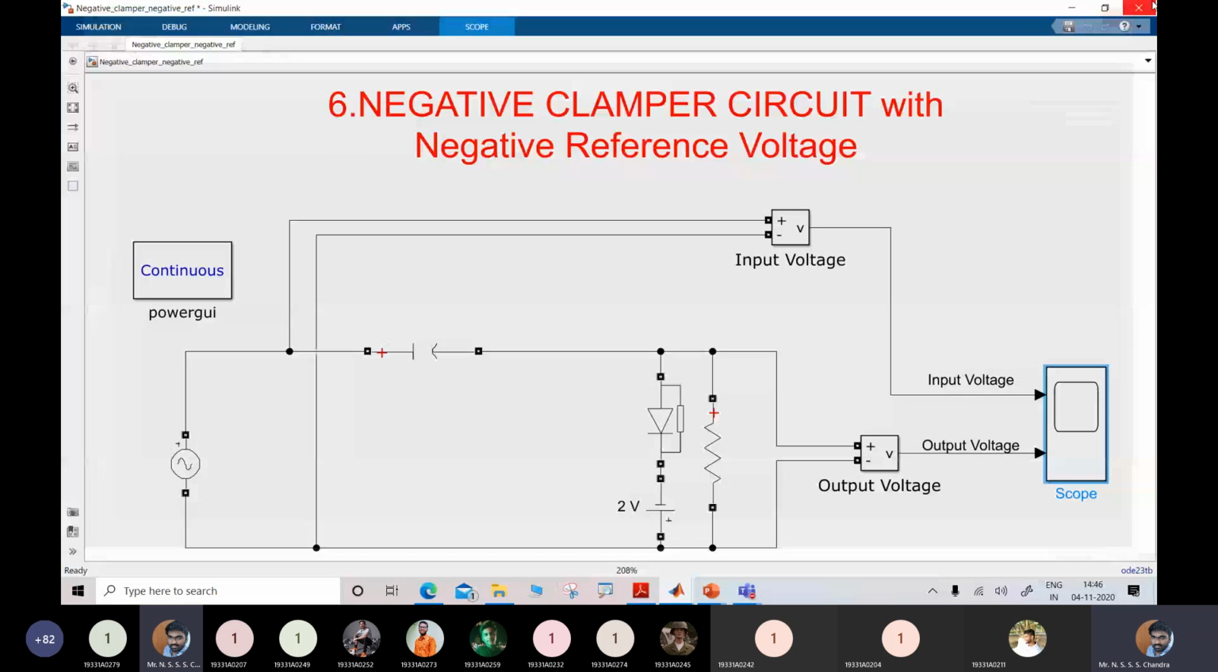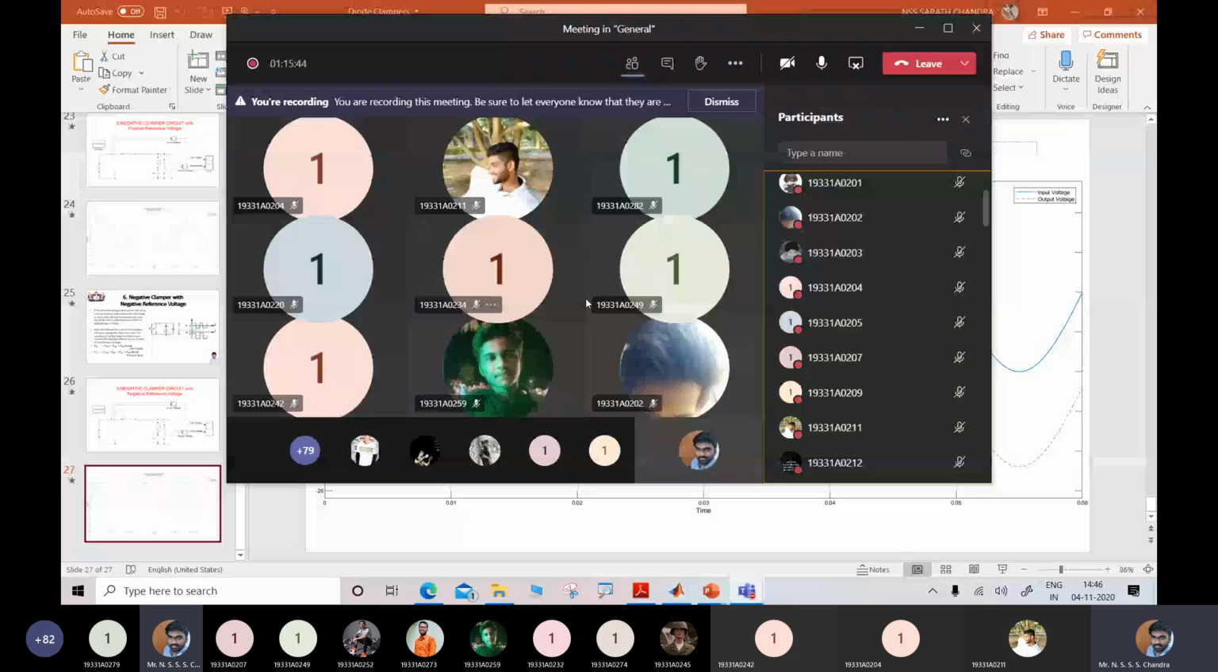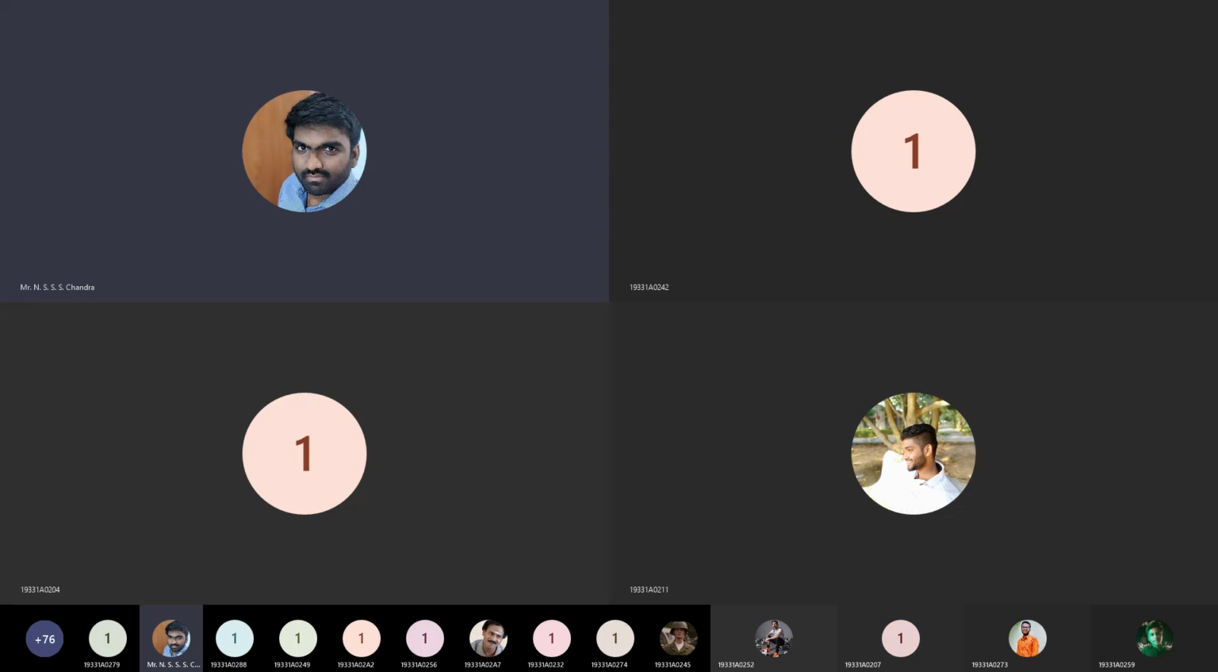Okay, with this we have finished with the clamper circuits. The next class we'll be discussing the Zener diode, especially the Zener diode as a voltage regulator, and then we'll end this unit 1. We may have to discuss a few numerical problems regarding clipper circuits, clamper circuits, and the application of the Zener diode as a voltage regulator. Besides that, everything else is finished in unit 1.